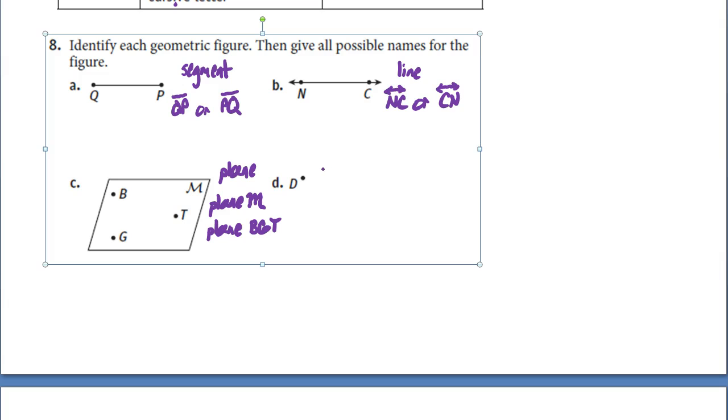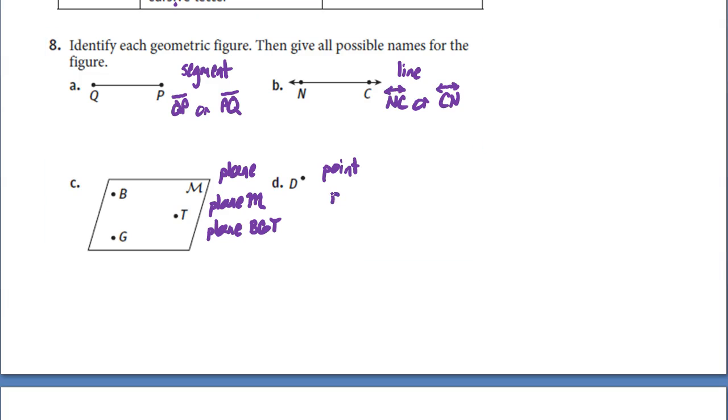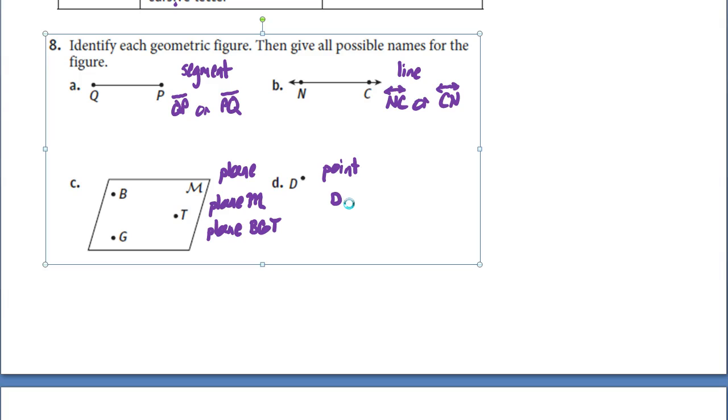Okay, the last one, this is a point. And this is point D. You can write the word point and then say D, or you can simply write capital D. And in a geometry class, we know that that's not a variable, that capital letter means a point.